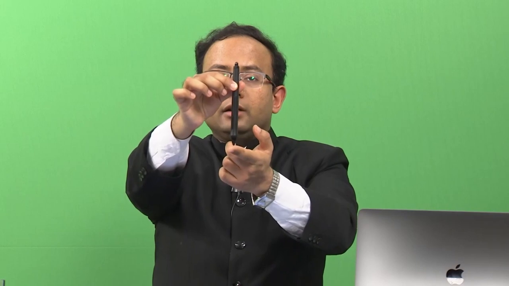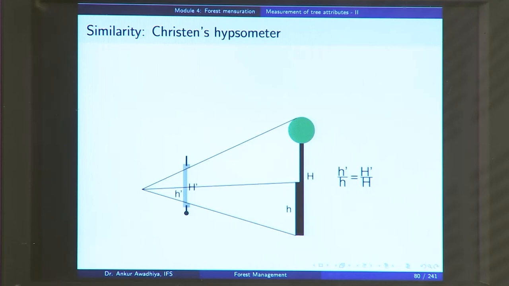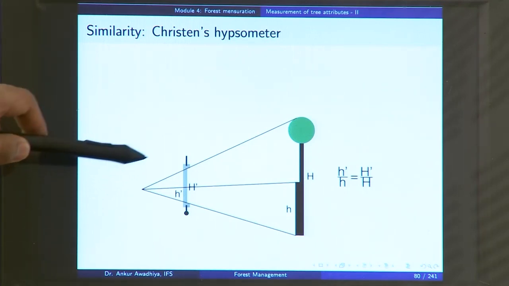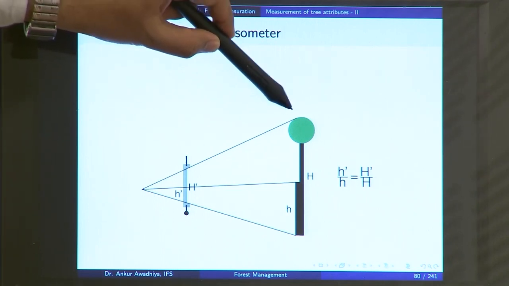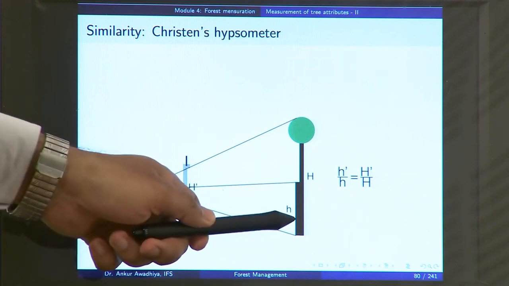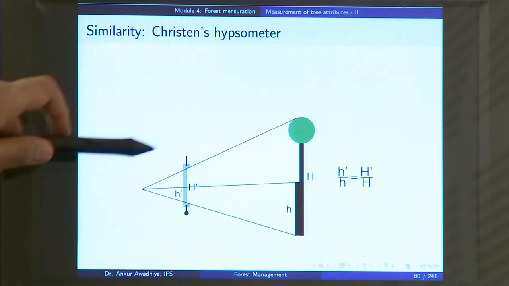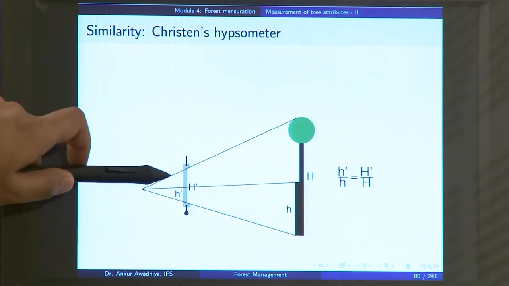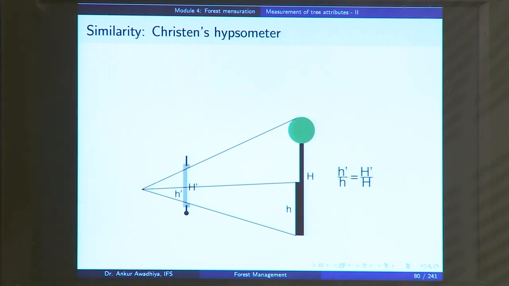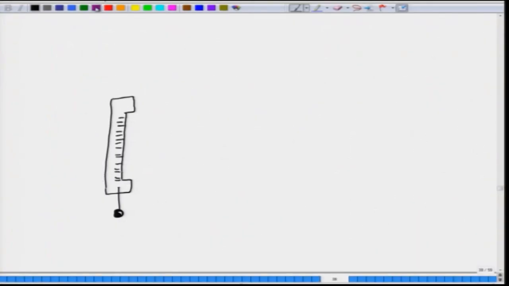And similarly, you move in such a way that the bottom of this hypsometer and the base of the tree are looking at the same point, from your perspective. Now, what is happening in that case is that here is your eye level. The top of the hypsometer and the top of the tree are in the same line. The bottom of the hypsometer and the base of the tree are in the same line. And you look at the top of the rod, and you try to figure out what is the reading that you are getting from the hypsometer. So, in this case, you will find out, say, the reading is this much. So, next you can make use of the principles of similar triangles.